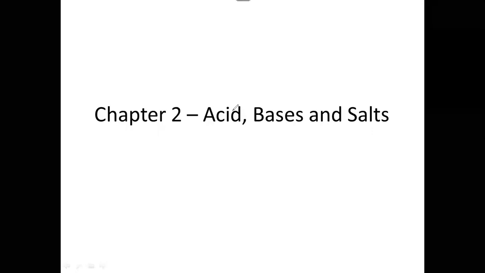Good morning, students. Today we will study the second chapter from the NCERT syllabus, that is chapter number 2, Acids, Bases and Salts.